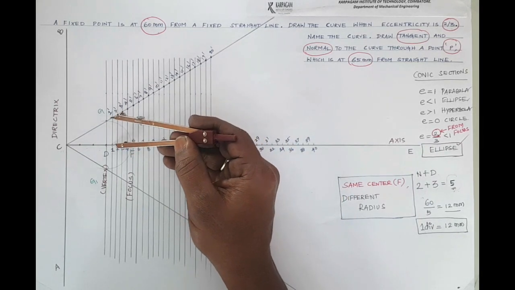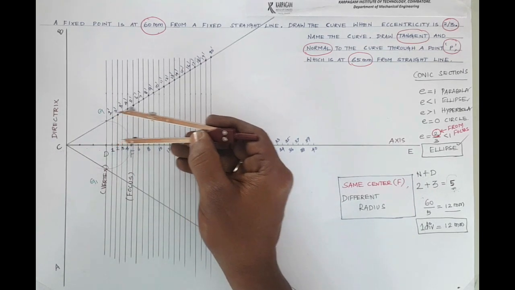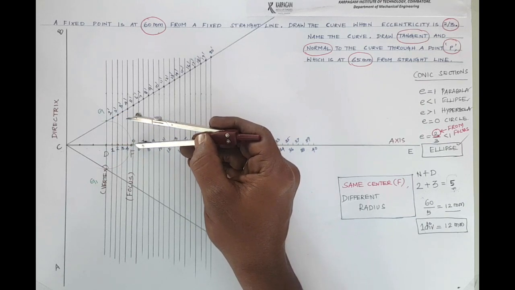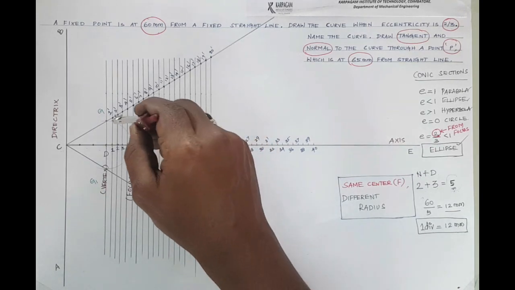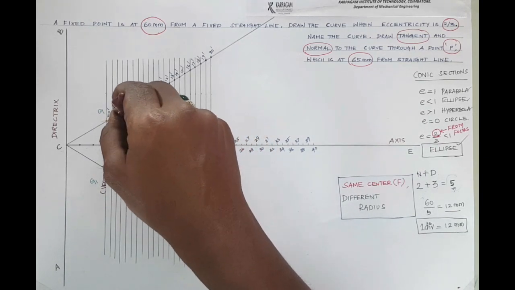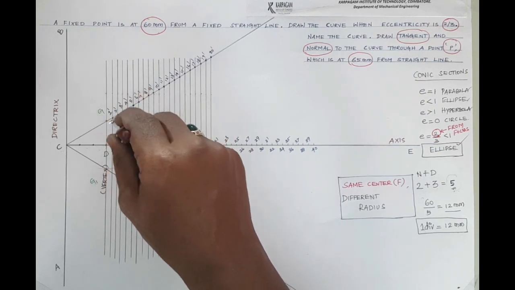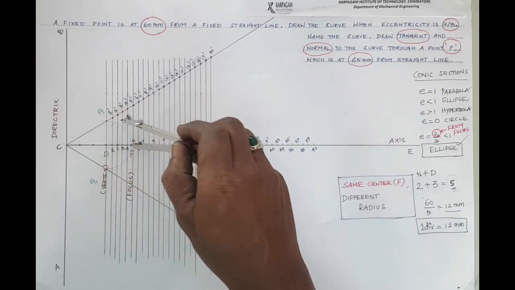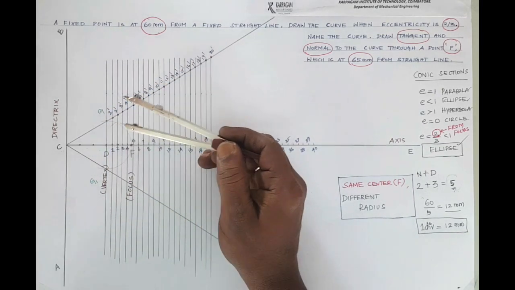So I have measured 1 to 1 dash distance by using the compass, and now I am going to use F as my center. So I am placing the steel tip of my compass on point F, and then I am drawing one arc on the 1 dash vertical line at the top area.